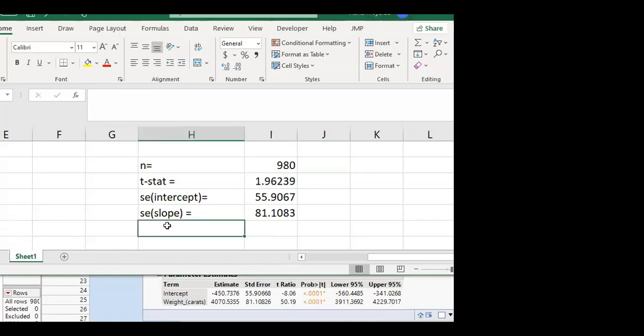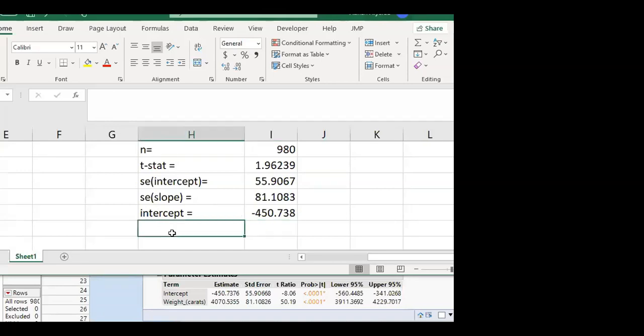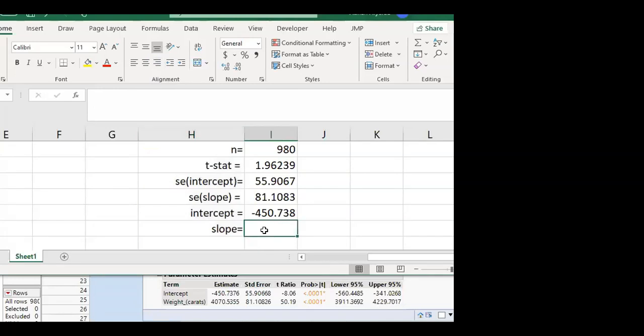So what's the intercept? The intercept is equal to negative 450.7376, and the slope is equal to, let me put this all right inside, 4070.5355. Now I can calculate the confidence interval, right?